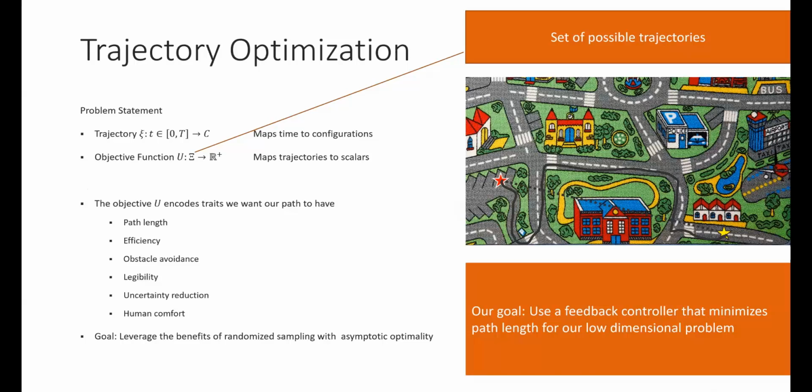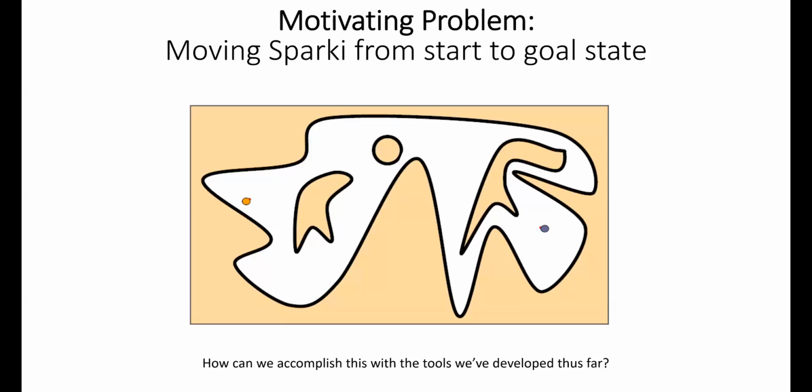But all of this was getting us to this point of how do we get our robot from some start state to some goal state, whether it's a Sparky platform, an Epuck, a Turtlebot, a Tiago, you name it. One thing that we noticed was we can't really do this with the tools we have thus far.